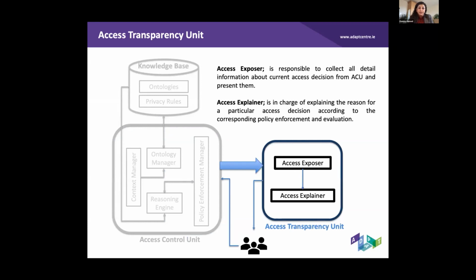The last part of this framework, as I said, is the access transparency unit, which involves the access exposer, which collects all detailed information about the current access decision and exposes it: according to which context, who requests access to which data, and what access decision was made. The reason for the access decision is explained through the access explainer, which describes the detailed justification of why, and according to which corresponding policy rule, a decision has been made.